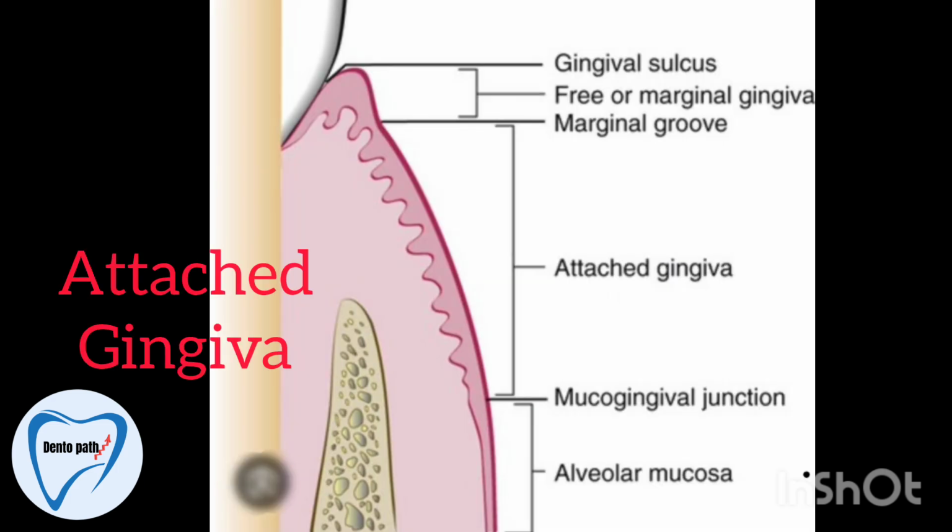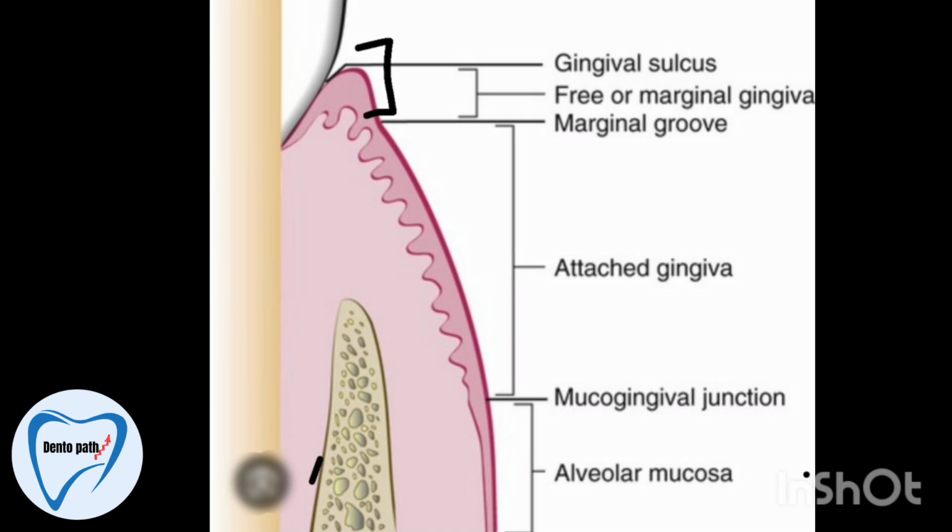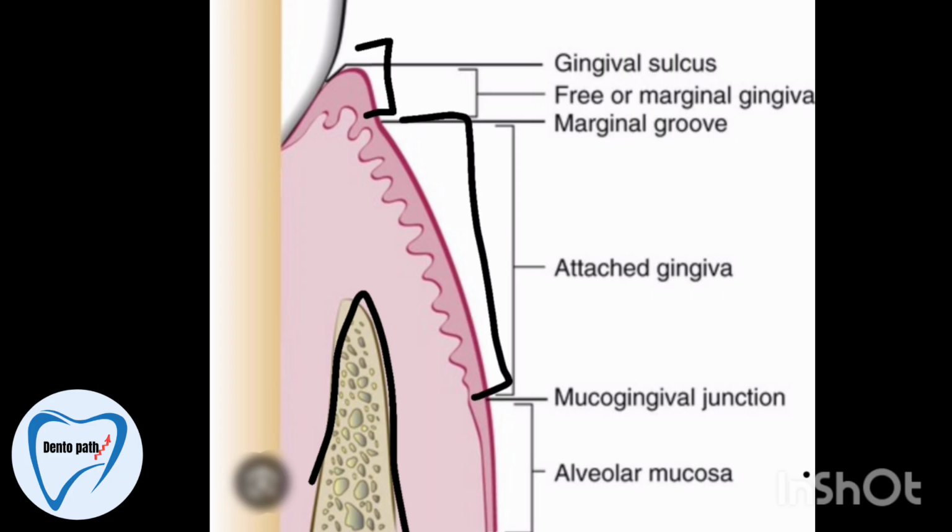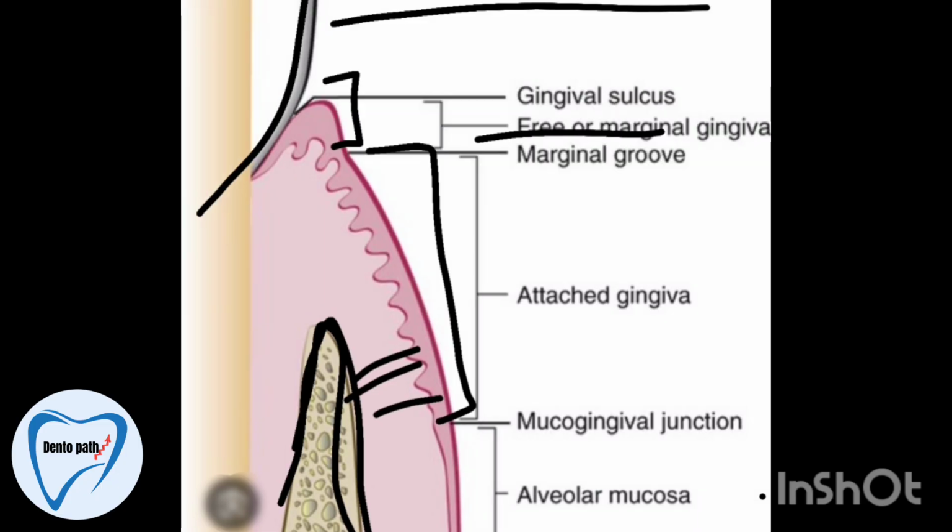Attached gingiva. Attached gingiva is continuous with the marginal gingiva. It is firm, resilient and tightly bound to the underlying periosteum. This is the attached gingiva. It continues with the free marginal gingiva and attaches to the alveolar bone. This is the facial aspect. It attaches to the alveolar mucosa, where it forms a junction, that is the mucogingival junction.